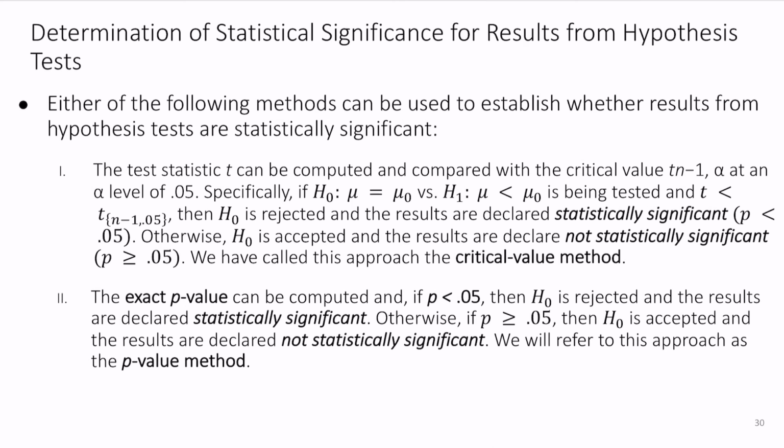Now, when we have the alpha value given in the problem, the method that we use is the critical value method, where we judge based on that alpha value's t-value. So we judge whether the t-value is less than or greater than the t alpha value. Now, if we find the exact p-value, we use the p-value method to judge whether the results are statistically significant or not. So this is how we can judge the data.